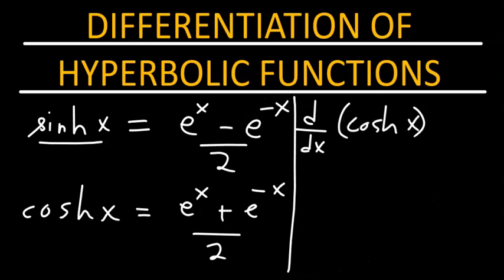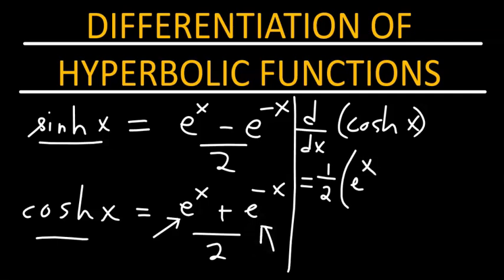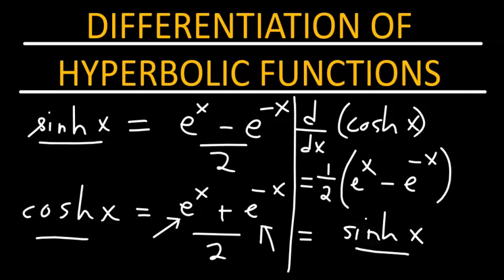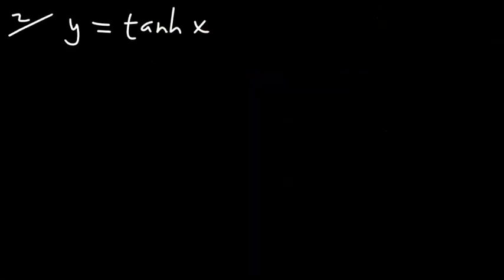Likewise, to differentiate hyperbolic cosine of x, you use this definition. So as before, you can take that half out. Now differentiating e to the power x, you get e to the power x. Differentiating e to the power minus x, you get minus e to the power minus x. And this is hyperbolic sine of x. So when you differentiate hyperbolic cosine of x, you get hyperbolic sine of x. What about hyperbolic tangent? How do you differentiate hyperbolic tangent?